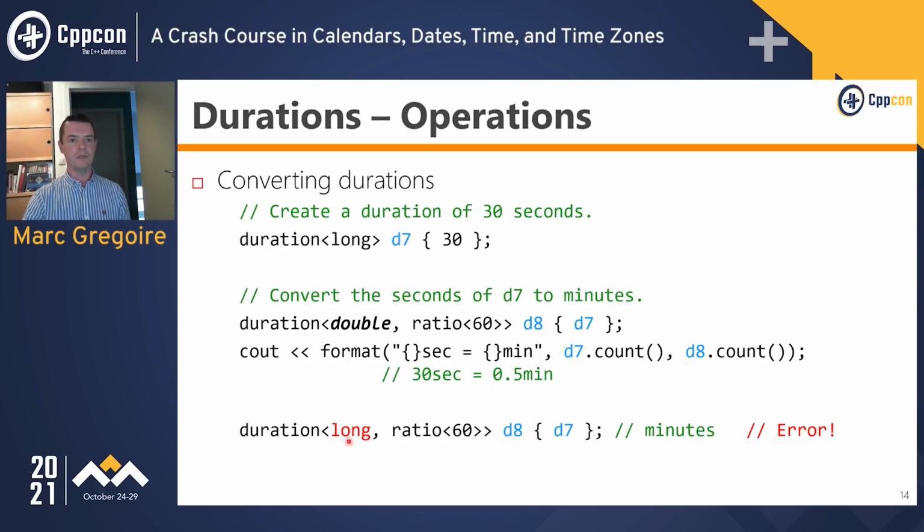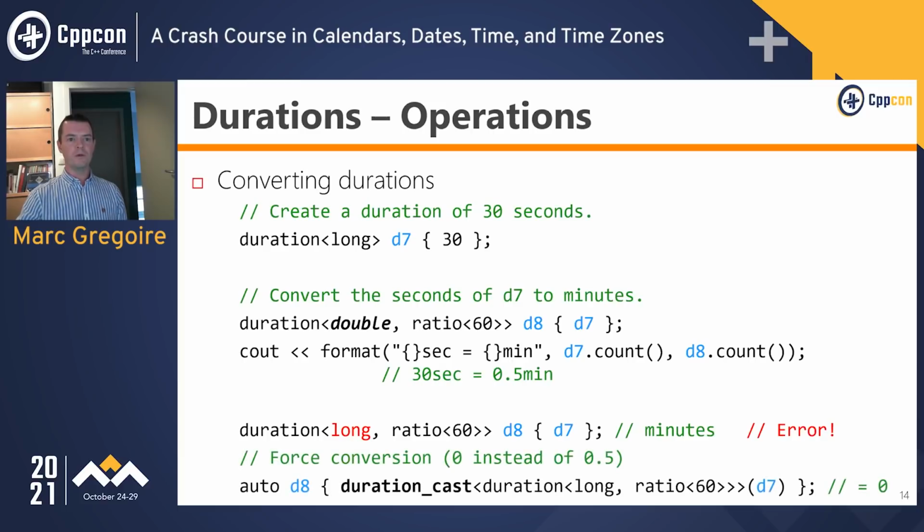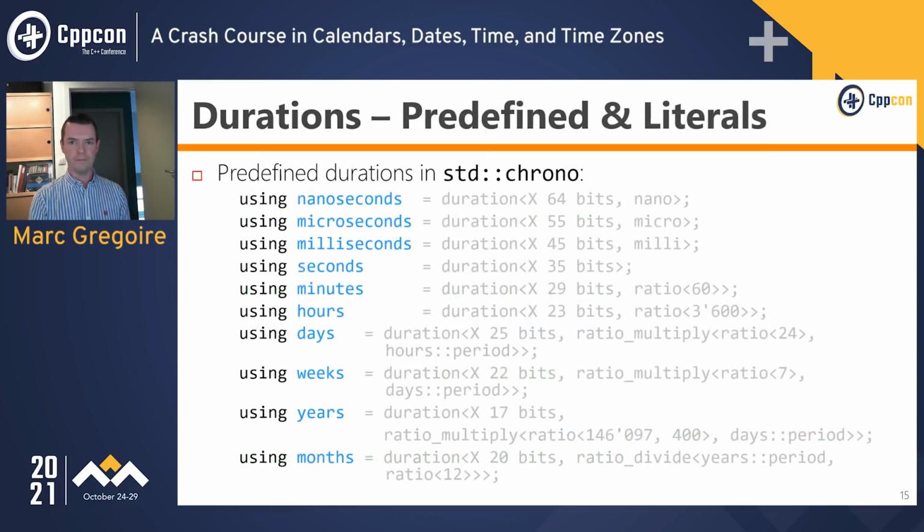So if instead of this line here, I would write this, which is exactly the same except for the type of storing the tick, then you will get a compilation error. If you still want to do this conversion from seconds to minutes and store it as an integral value, you can force this conversion using a duration cast. Of course, in that case, the result of D8 will be 0 and not 0.5.